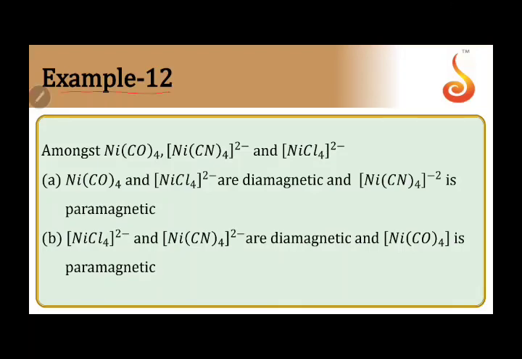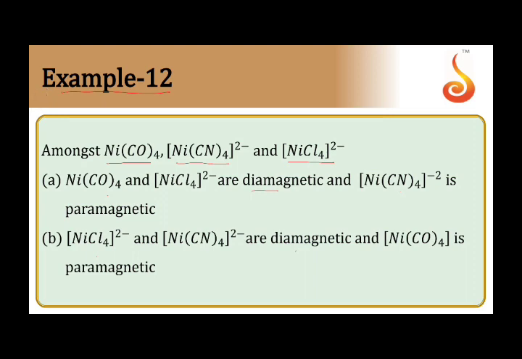Example 12. Amongst Ni(CO)4, [Ni(CN)4]2- and [NiCl4]2-, option A says Ni(CO)4 and [NiCl4]2- are diamagnetic, [Ni(CN)4]2- is paramagnetic. Option B says [NiCl4]2- and [Ni(CN)4]2- are diamagnetic, Ni(CO)4 is paramagnetic. So basically you need to find out about their magnetic property.